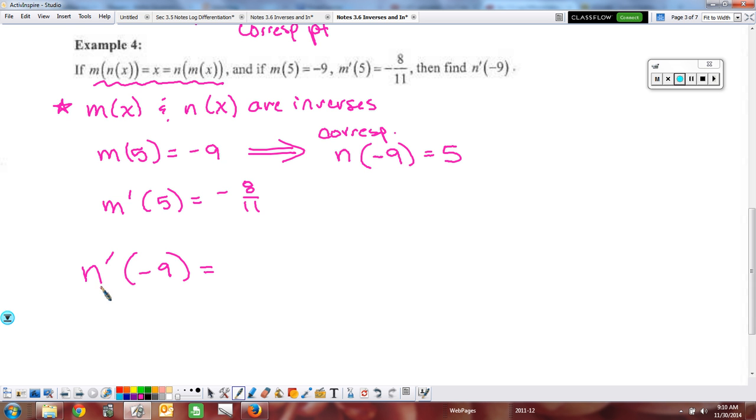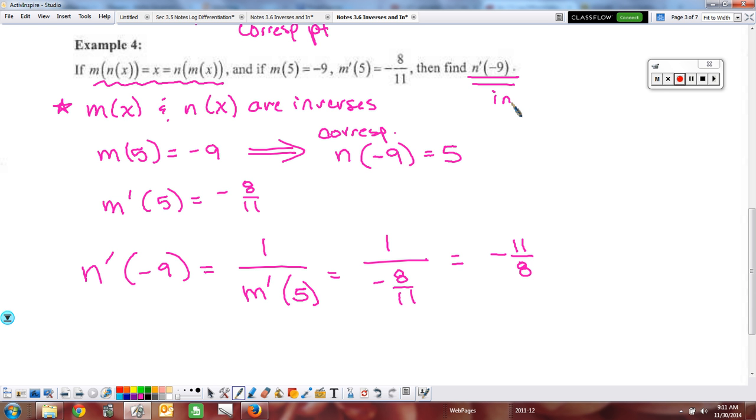So I go, well, the slope on n can be found by doing the reciprocal of the slope on m at the corresponding point. The corresponding point to -9 is 5. Oh, wait a minute, they gave me that information, which is the reciprocal of 1 over -8/11, or -11/8. So the idea is to remember that if what you are looking for is the slope on an inverse, you do the reciprocal of the slope on the original function at the corresponding point, over and over.